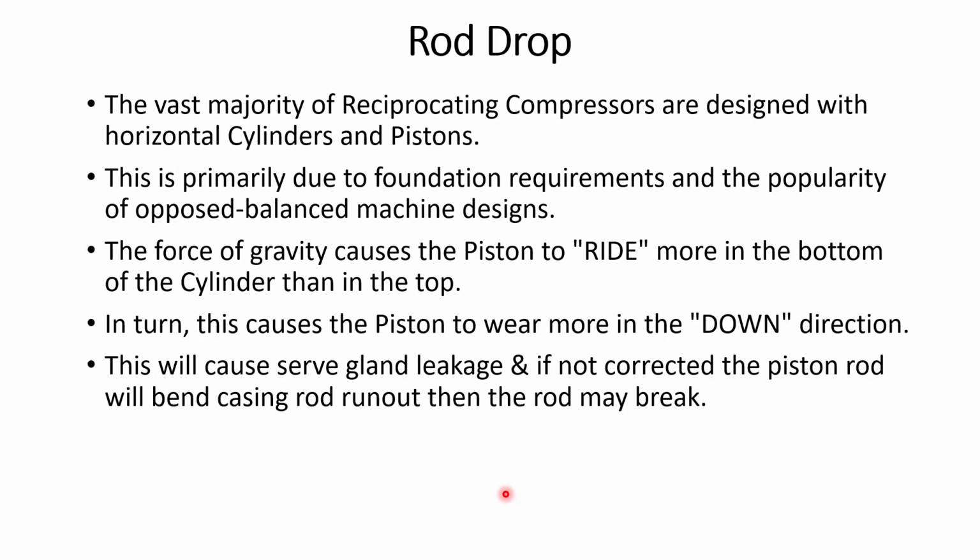Now, one of the major problems which goes undetected and unnoticed in the reciprocating compressor is the rod drop. These machines are designed with horizontal cylinders and pistons. If there is wear of the piston ring, then the piston rod, which was horizontal, will not remain horizontal; it will slightly go down. For that reason there will be gland leakage, and we will keep changing the packing, but the gland leakage will not stop. If we neglect it, it will cause runout of the rod, meaning the rod will bend at some point and sometimes the rod may even break.